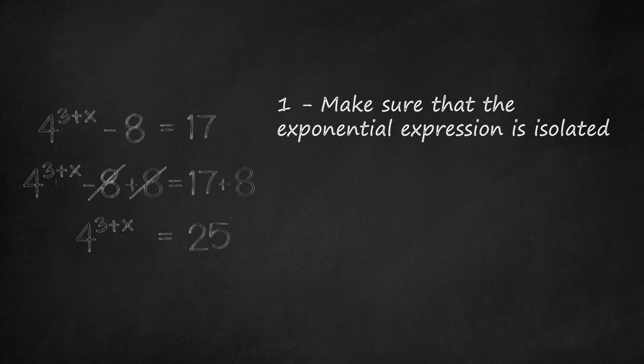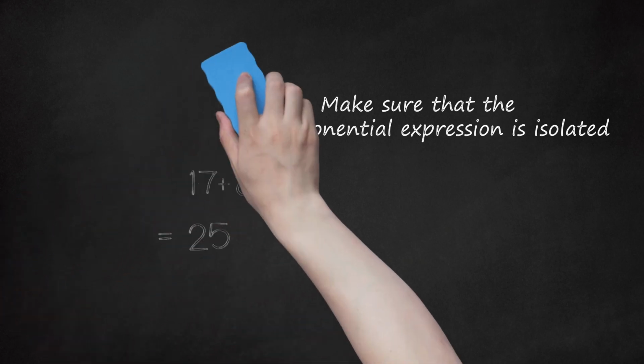For example, you need to isolate the expression 4^(3+x) in the equation 4^(3+x) - 8 = 17 by adding 8 to both sides. 4^(3+x) - 8 + 8 = 17 + 8, so 4^(3+x) = 25.